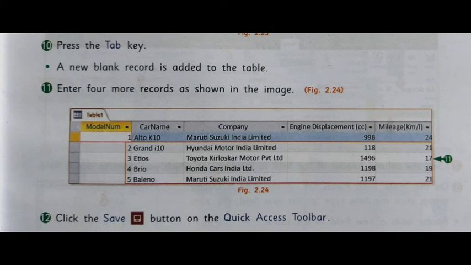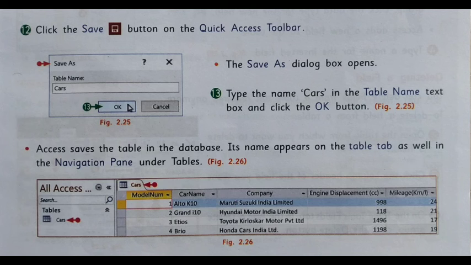Enter 4 more records as shown in the image. You can see in figure 2.24 in your book the car name and the manufacturing company, then the engine displacement and the mileage. Then click the Save button on the Quick Access Toolbar. Then the Save As dialog box opens. Type the name Cars in the Table Name text box and click the OK button. Access saves the table in the database. Its name appears on the table tab as well as in the Navigation Pane under Tables.